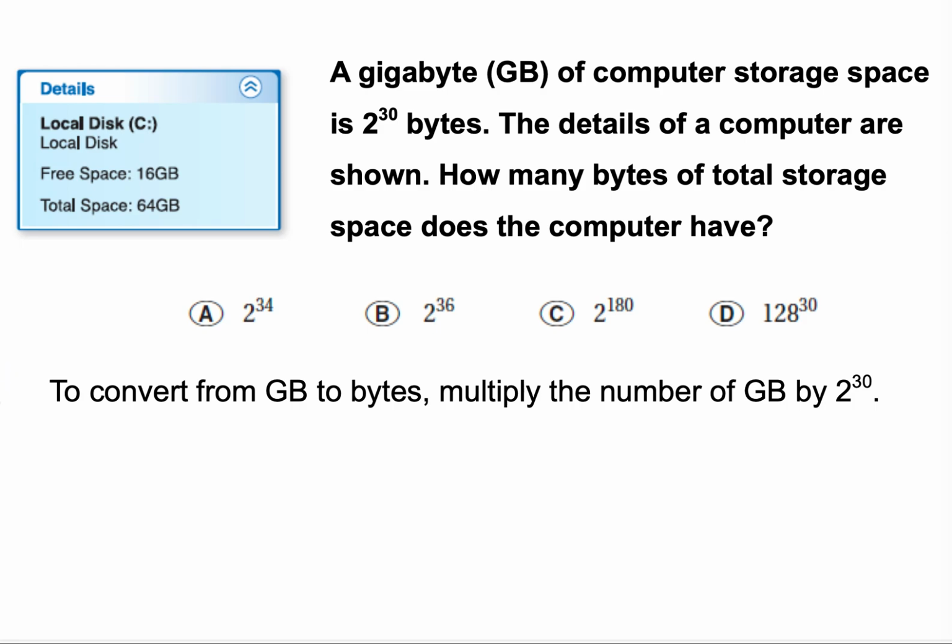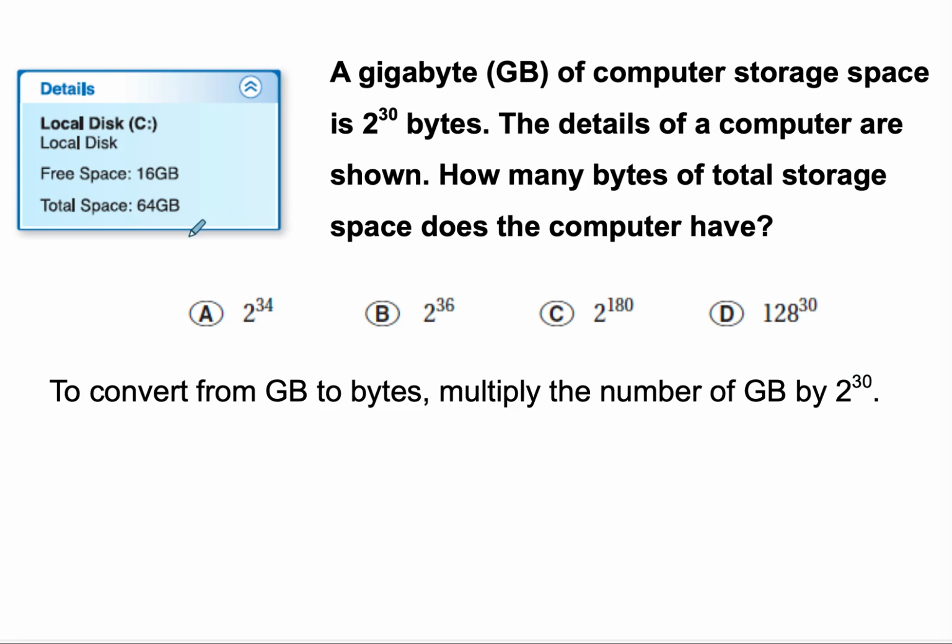So let's look at this one. A gigabyte of computer storage space is 2 to the 30th power bytes. The details of a computer are shown. How many bytes of total storage space does the computer have? Okay, and then here it says to convert from gigabytes to bytes, we need to multiply the number of gigabytes by 2 to the 30th power.